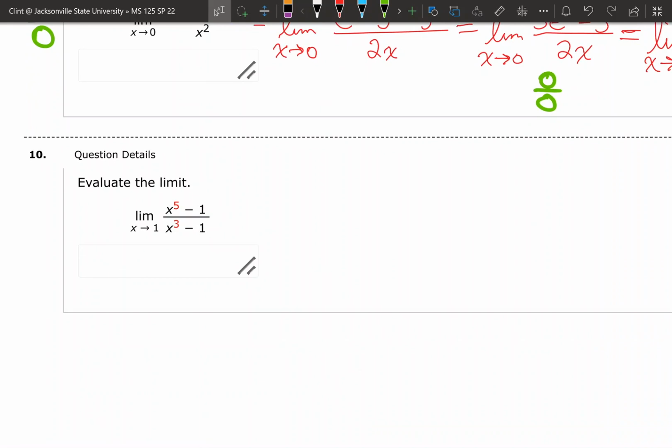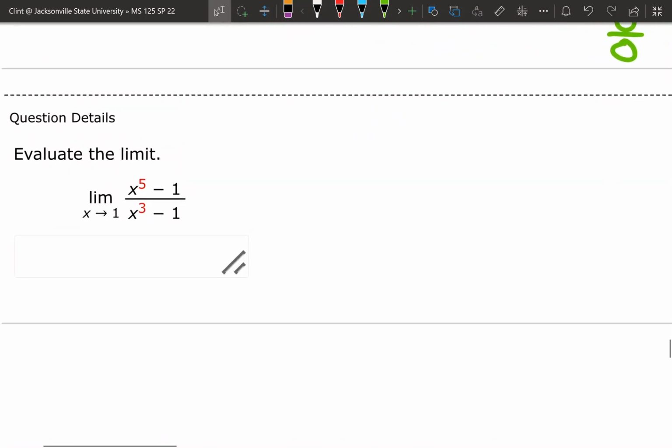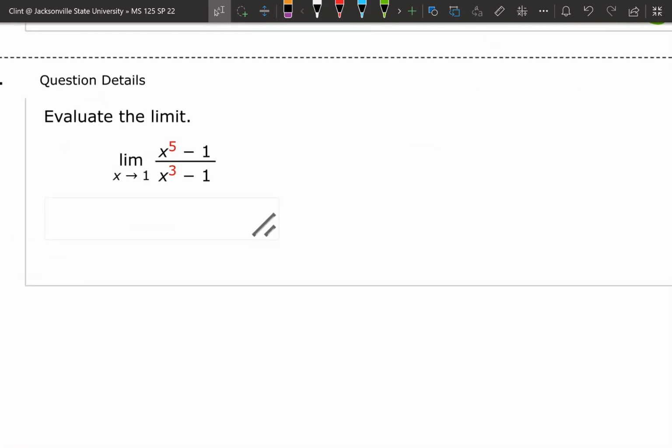10 just says evaluate the limit. So our starting strategy should always be to try direct substitution. If we try direct substitution, we'll get 1 to the 5th, which is just 1, minus 1, so 0 on the top. 1 to the 3rd, which is 1, minus 1, so 0 on the bottom. So we're in 0 over 0 indeterminate form.